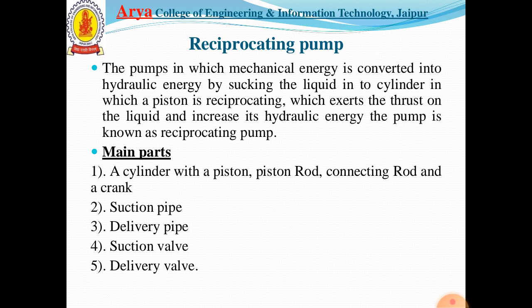The main parts of the reciprocating pump are: first is the cylinder, which includes the piston rod, connecting rod and a crank. Second is the suction pipe, third is the delivery pipe, fourth is the suction valve and fifth is the delivery valve.